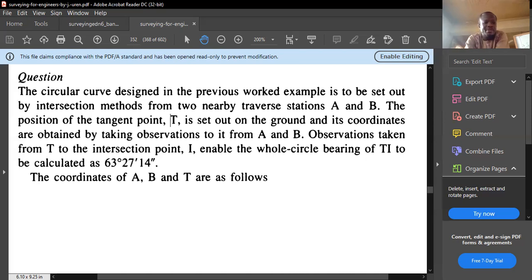Full stop. Observations taken from T to the intersection point I enable the whole circle bearing of TI to be calculated as. The whole circle bearing.